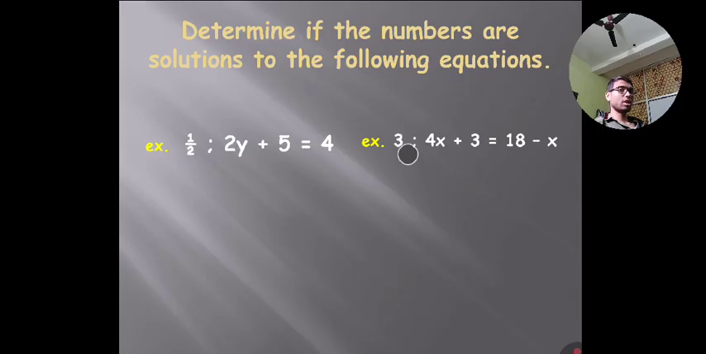What about this example? We have a 3, and we are going to substitute the value of 3 in this variable, and as well in this variable. So 4 3s are 12 plus 3, 15. 12 3s are 15. 18 minus 3 would be 15. So both are equal. Here we will say that 3 is a solution for this equation.